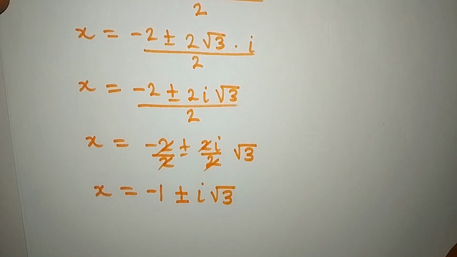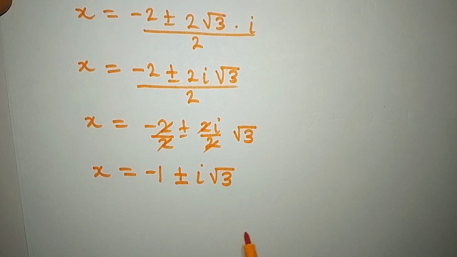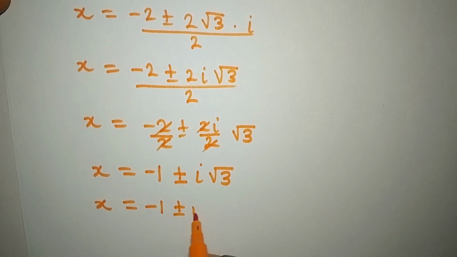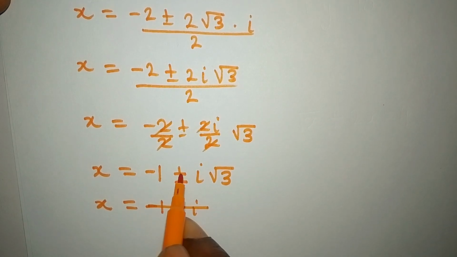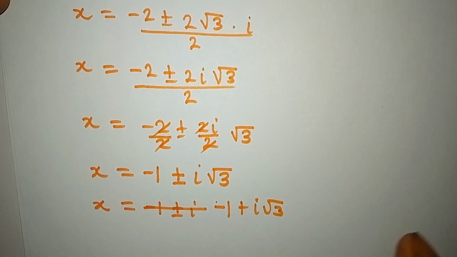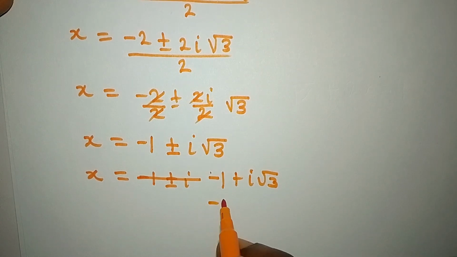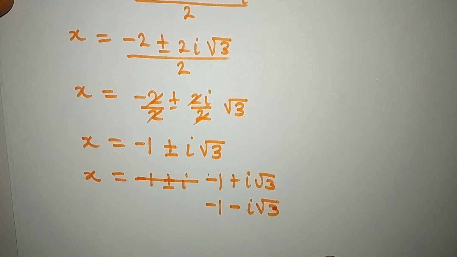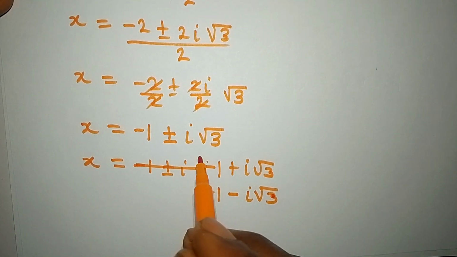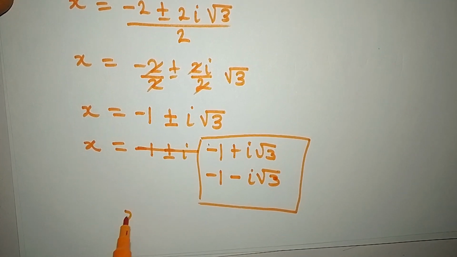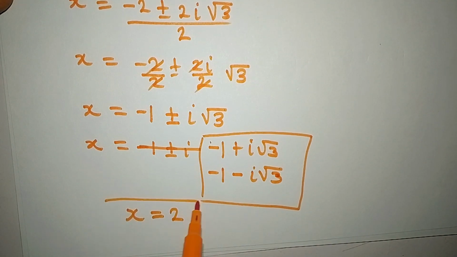And again, what can I do? This is a 2-in-1 solution, so we have x equal to minus 1 plus or minus i root 3. I want to write it in two places, so we have minus 1 plus i root 3, or minus 1 minus i root 3. So these are the two solutions from the quadratic equation that we had. And then remember that we also had x equal to 2 as one of the solutions.